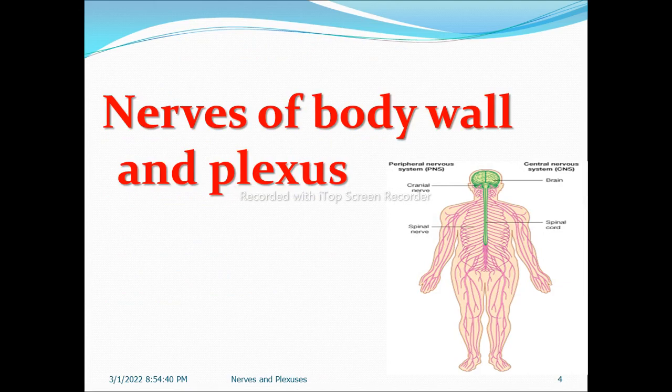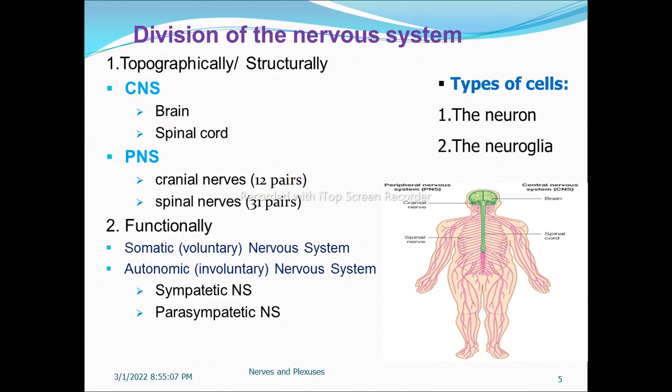So, nerves of the body and plexus: division of the nervous system. Topographically, structurally, it can be divided into two. The nervous system is divided into two: the one is CNS, the central nervous system, and the other is the peripheral nervous system.